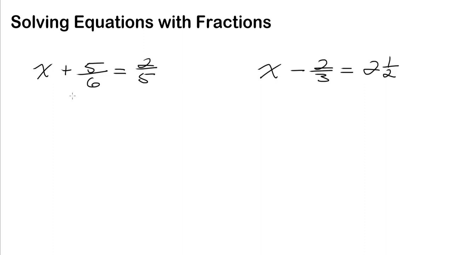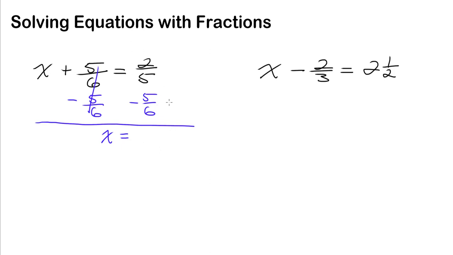All right, first equation here, we have an addition equation, x plus 5/6 equals 2/5. So in order to isolate x, I need to remove this positive 5/6, so I'm going to do that by subtraction. So I have to subtract 5/6 from both sides of this equation. These cancel out, leaving me with an x equals on the left-hand side.